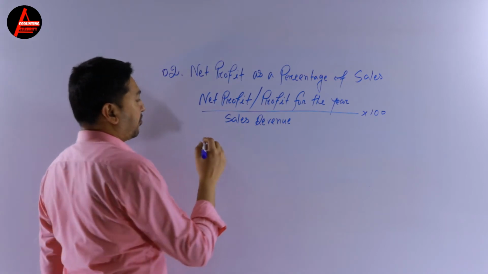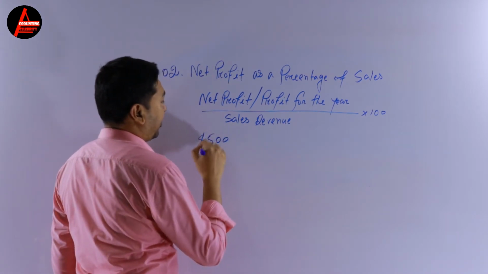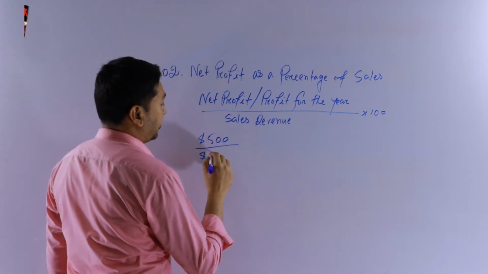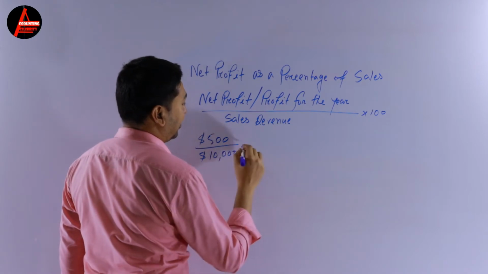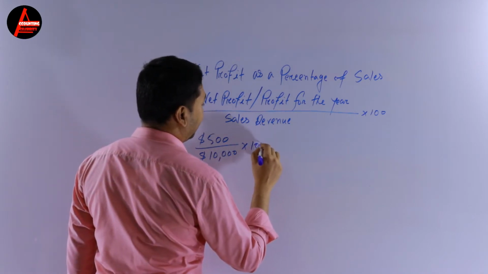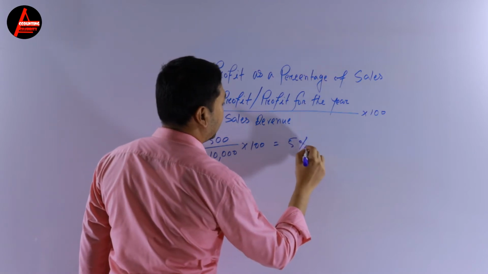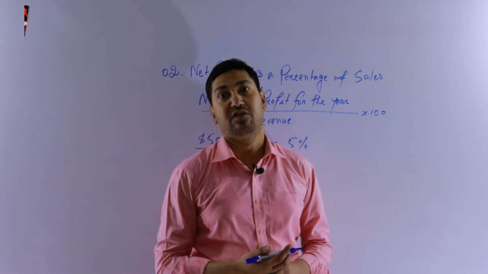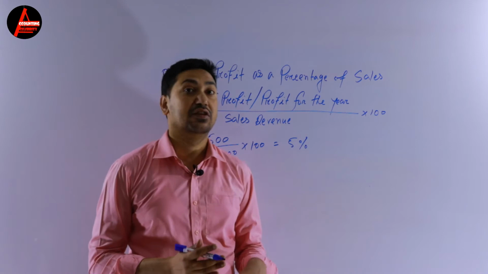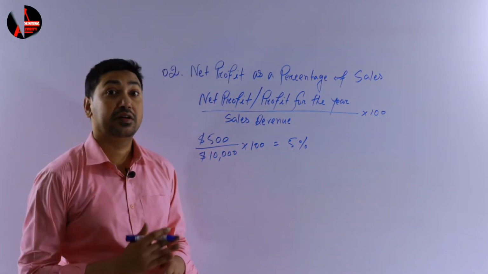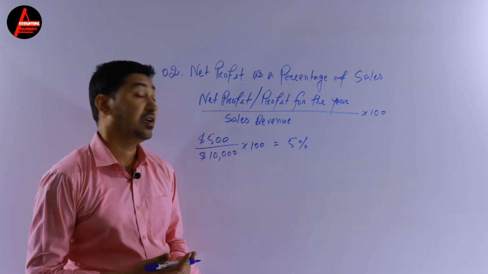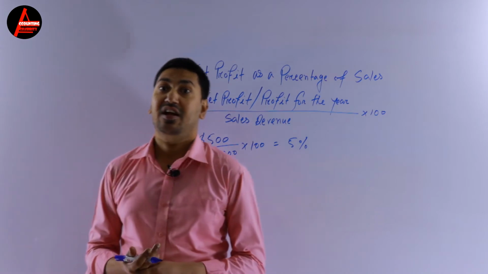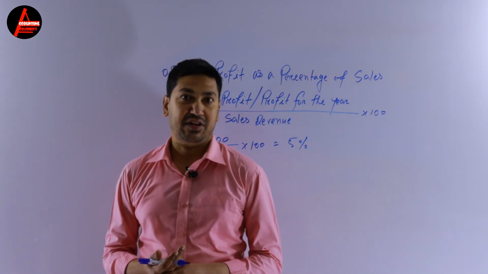For example, your profit for the year is $500. Your sales revenue is $10,000, multiplied by 100. So your answer is 5%. Very easy to calculate when you have this information. But if the value of profit is not given, you don't know what your profit for the year is. In this case, how to calculate profit for the year?